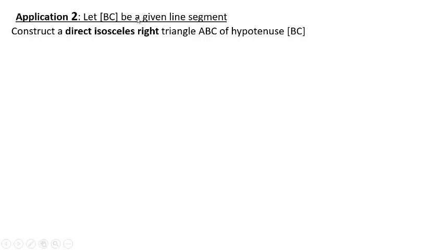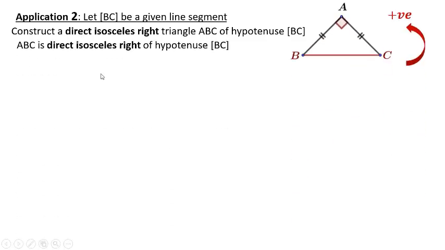First of all, is there a similarity between this application and the previous application? In both applications, ABC is an isosceles right triangle. The additional given in this application is that ABC is a direct triangle. What do we mean by the word direct? The word direct means that to name the triangle ABC, we move or rotate in a positive orientation, which is a counterclockwise direction.